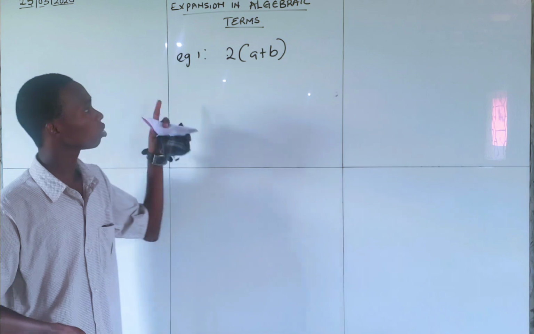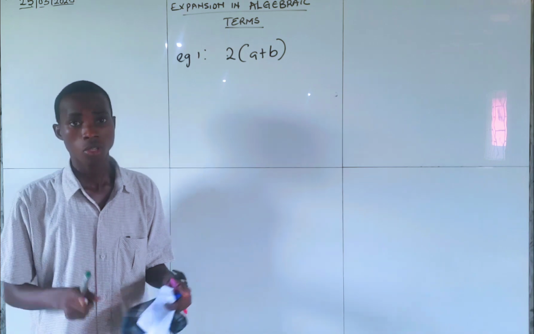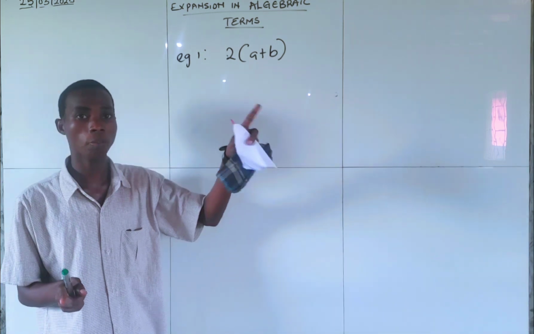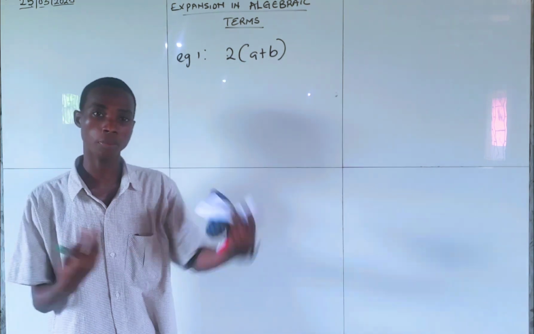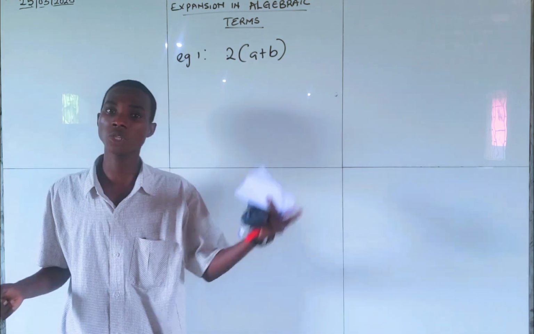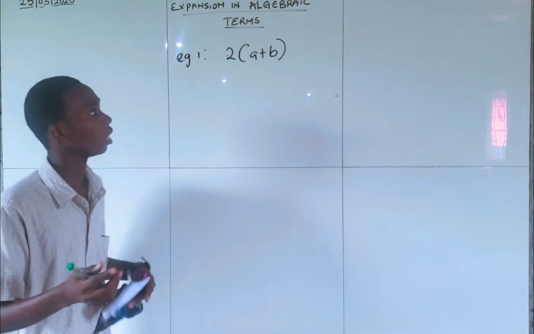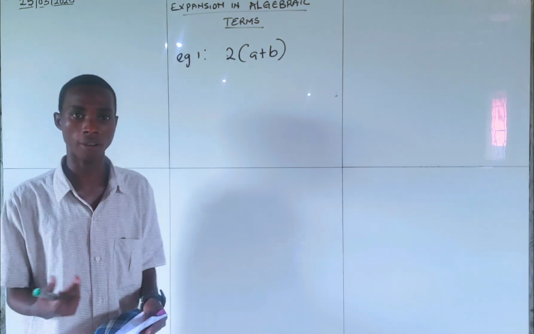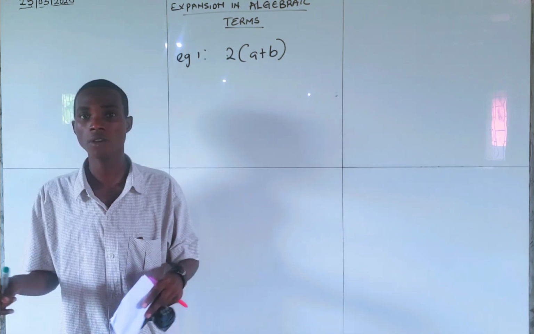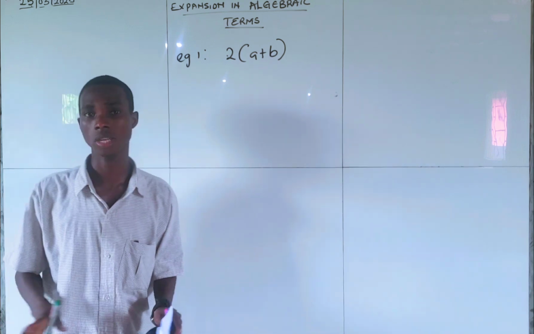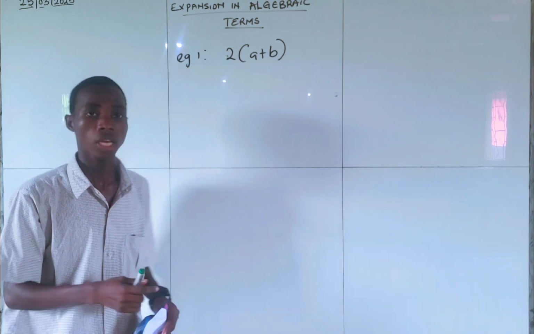So now we have 2 open parentheses, a plus b, close parentheses. Some persons find this confusing. Some say this is a bracket, but this is not a bracket. It is a parenthesis. In my other video, I made an introduction to brackets, where I discussed many types of brackets. In algebraic terms, we always use parentheses to solve and expand any equation that is given to us.